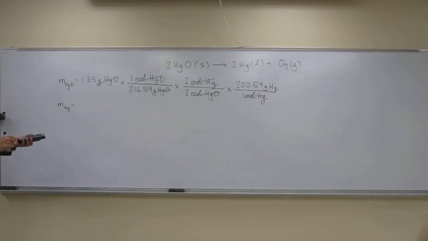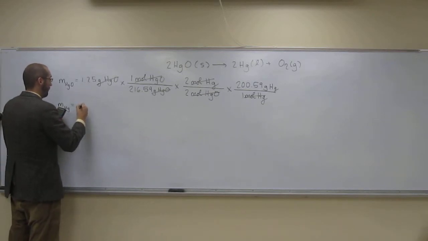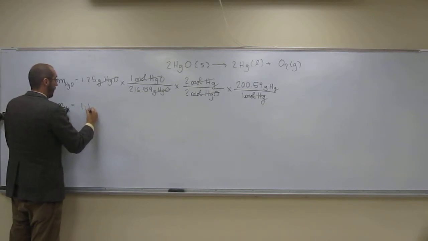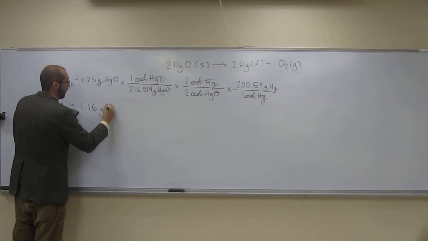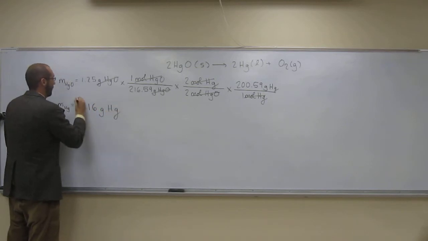Okay, so let's just calculate this. So 1.25 divided by 216.59 times 200.59. And I get, to three significant figures, 1.16 grams of mercury.